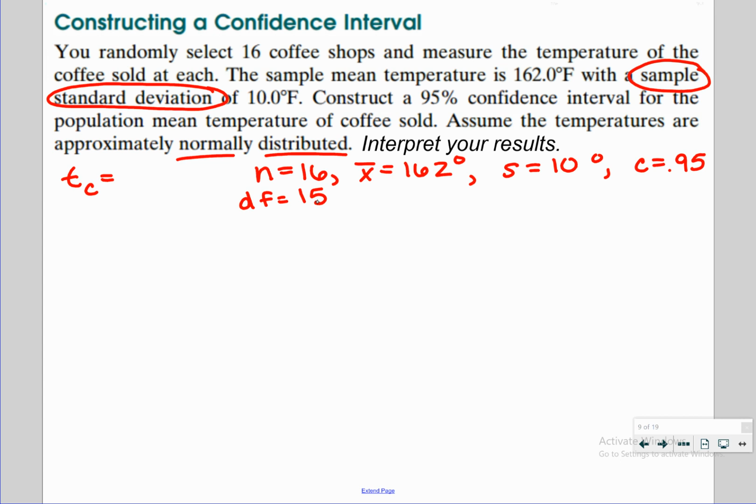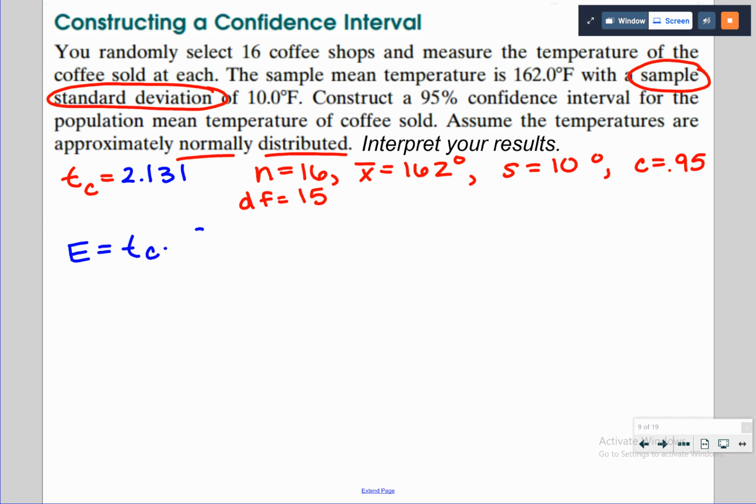All right, so let's get our critical value of t from our chart. We've got degrees of freedom of 15 and a confidence level of 95. Find out where those intersect. I get 2.131. Okay. Next, we calculate our margin of error. Critical value of t times the sample standard deviation divided by the square root of n. 2.131 times 10 over the square root of 16.